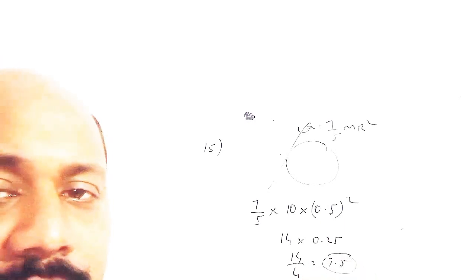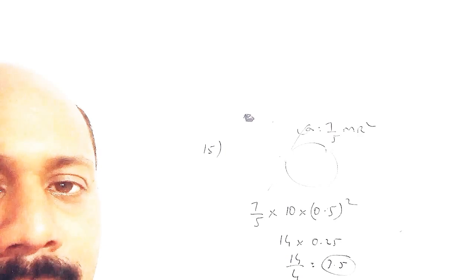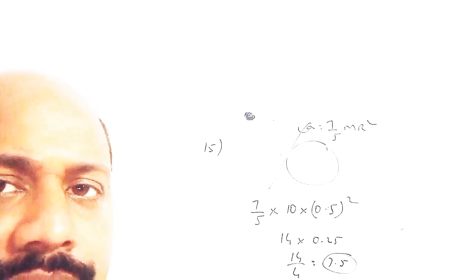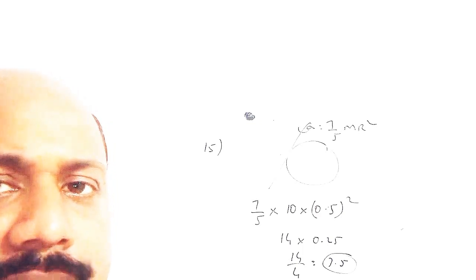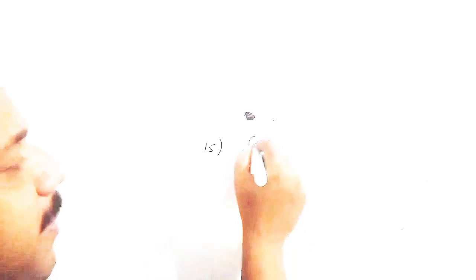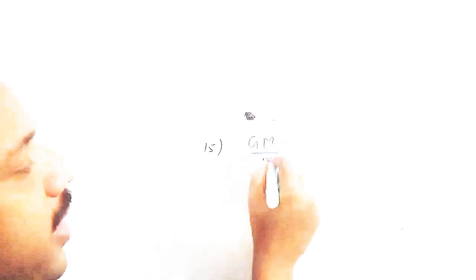Answer is 3.53. Question 16. A spherical planet has a mass Mp and diameter Dp. A particle of mass m falling freely near the surface of this planet will experience an acceleration due to gravity equal to... What is the equation for acceleration due to gravity? Acceleration due to gravity on the surface of a planet is GM by R square, G capital M divided by capital R square.